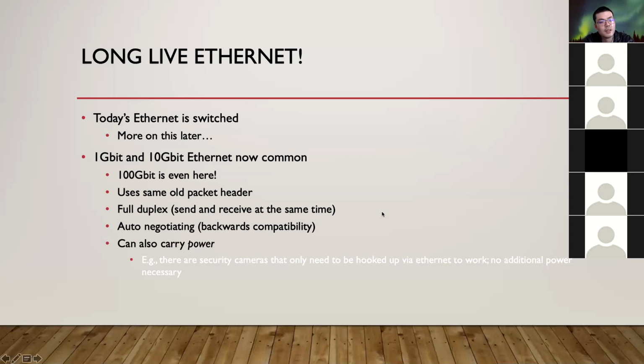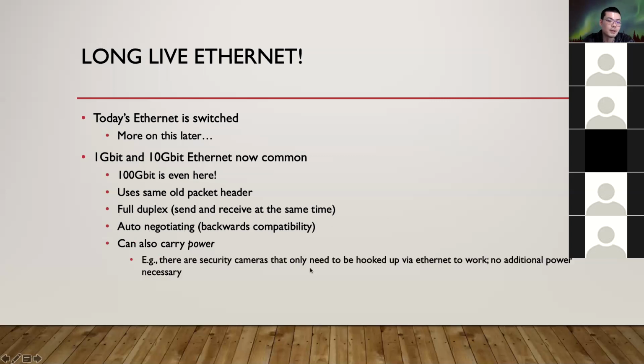And now Ethernet can also provide power, which means you don't need an independent power connection. Let's say you have a security camera, right? You can just hook up to the Ethernet. So you just need a one-wire structure to get your camera working. You don't even need a battery. This is because Ethernet itself can carry power.